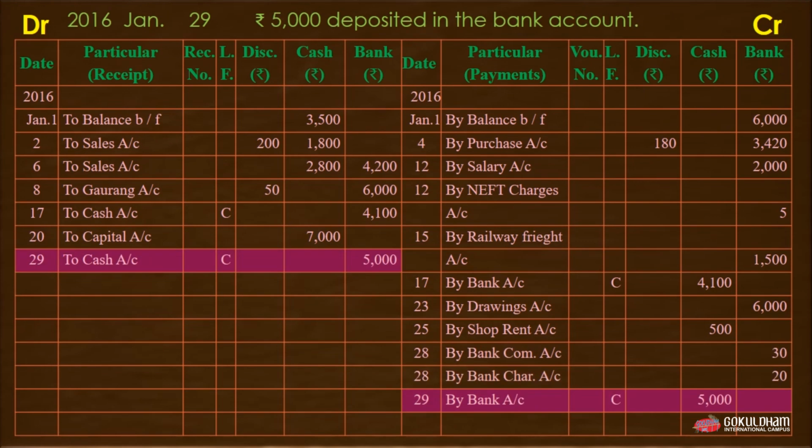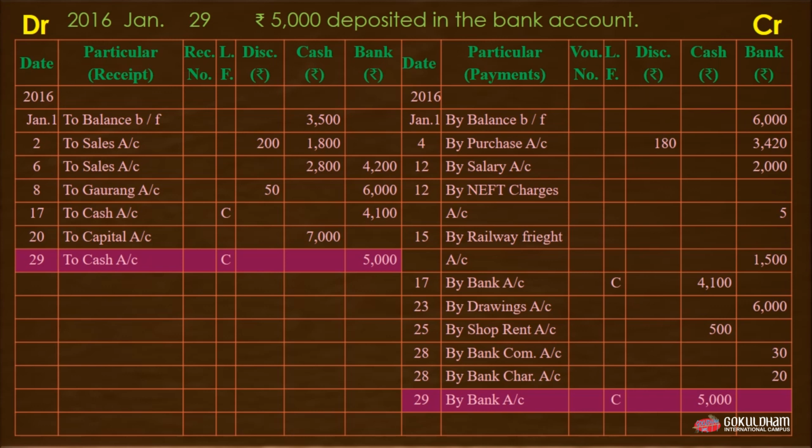The last transaction is January 29. Rupees 5,000 deposited in the bank account. Again this transaction affects bank and cash. It means the cash balance is decreased and the bank balance is increased. So here cash goes out, so we record the cash going out on the credit side, and the bank balance increased, so the second effect we record on the debit side of the cash book. First we record on the credit side.